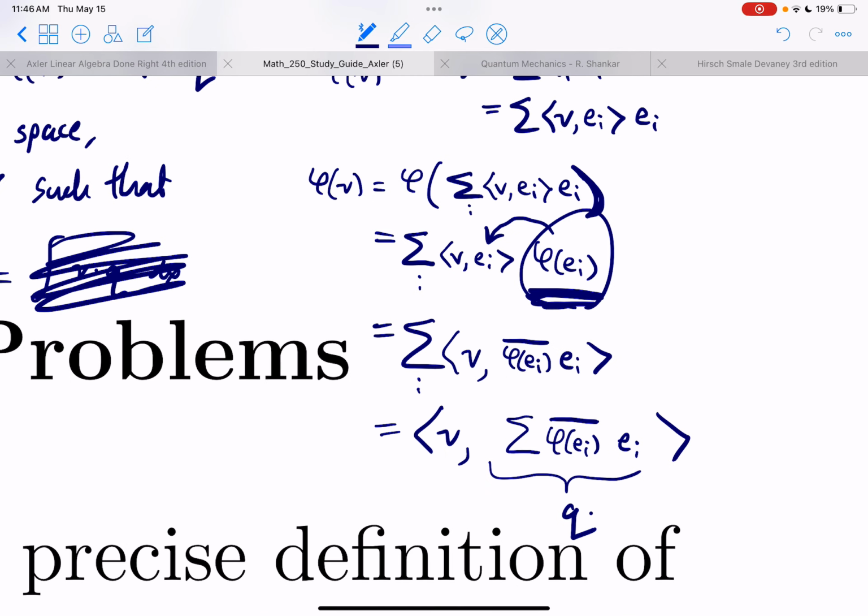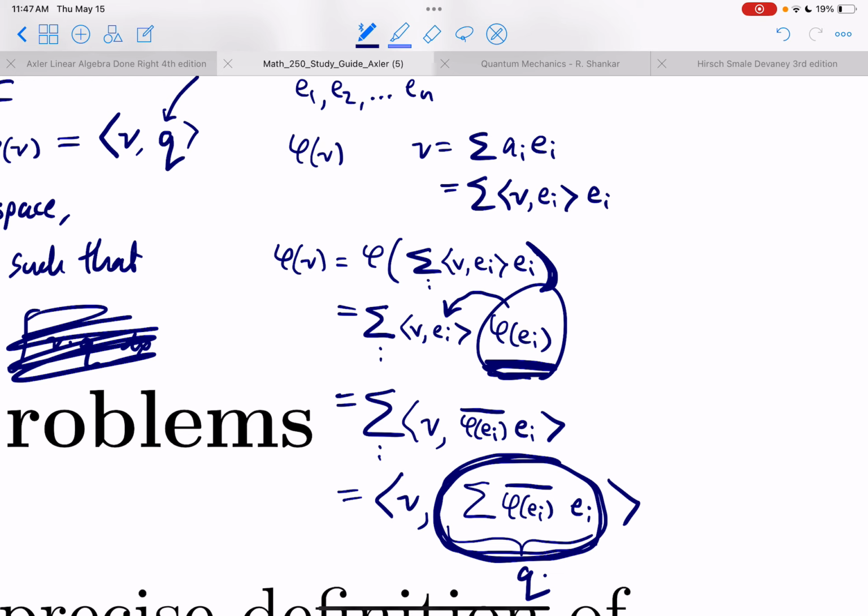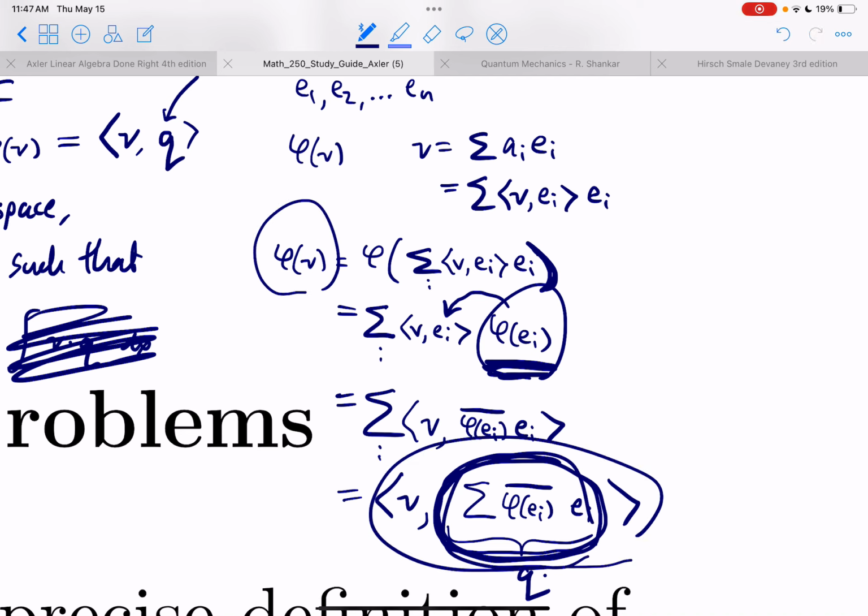Okay, so there you go. I've shown that q exists, and in fact q is exactly this thing. I've been given phi, so I can calculate phi on my orthonormal basis, take its conjugate, and linearly combine the orthonormal basis, and I get a vector. And I've shown that phi of v is just an inner product.